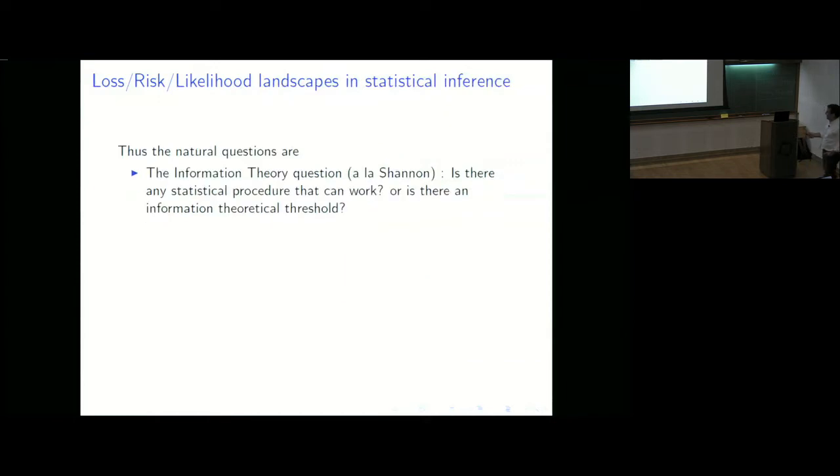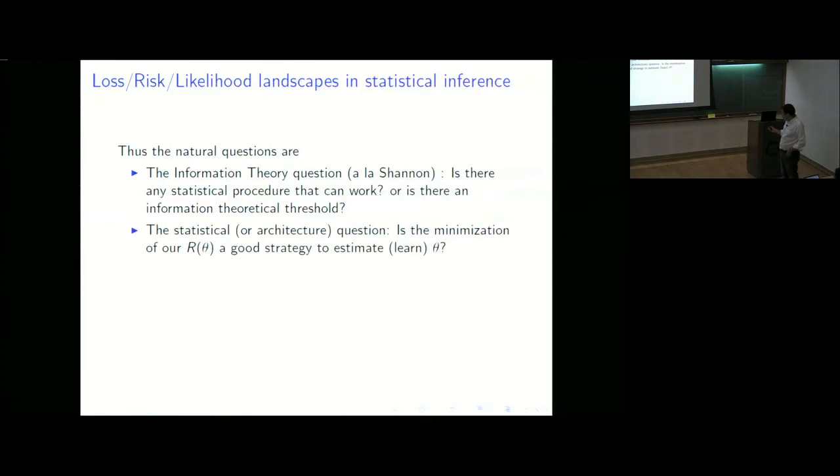Okay, so the natural questions are, first, the information theory question, a la Chandan, like Mark explained. So first, I didn't start from the real task. The real task was to estimate theta, but is there any statistical procedure that can work? Can I do anything good with any L, right? Or is there an information theory threshold?